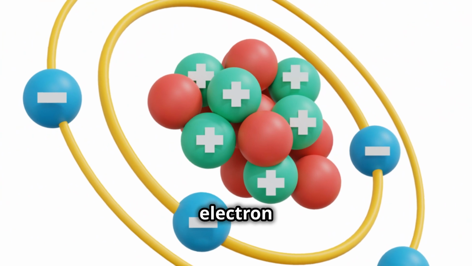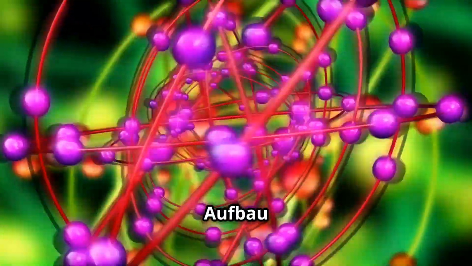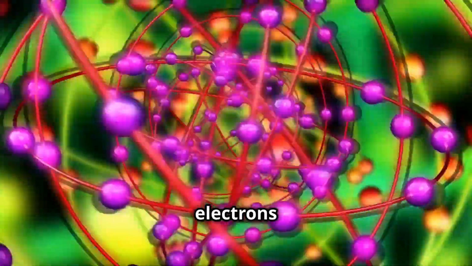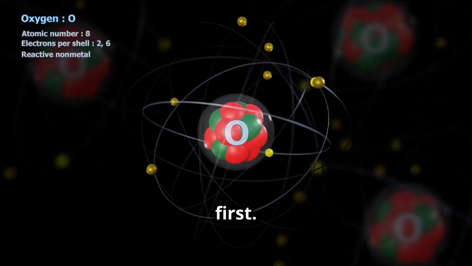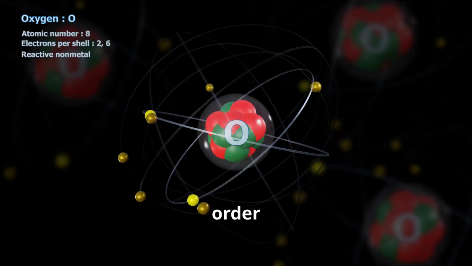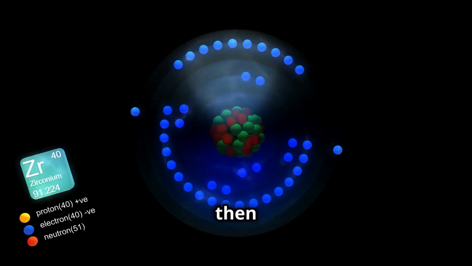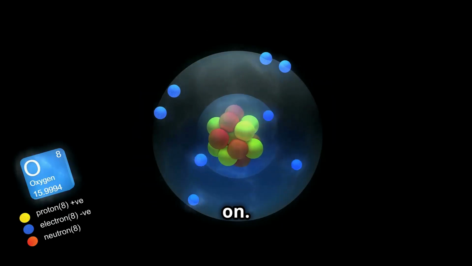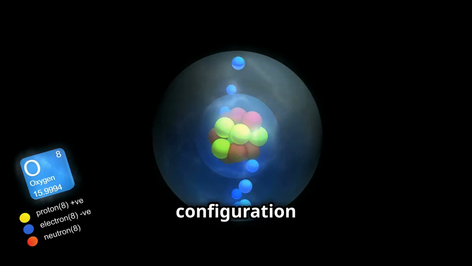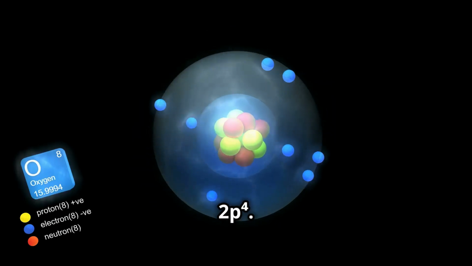To understand electron configuration, we use the Aufbau principle, which states that electrons fill the lowest energy orbitals first. Electrons fill in a specific order, first in the s orbitals, then the p orbitals, and so on. For example, oxygen's configuration is 1s2, 2s2, 2p4.